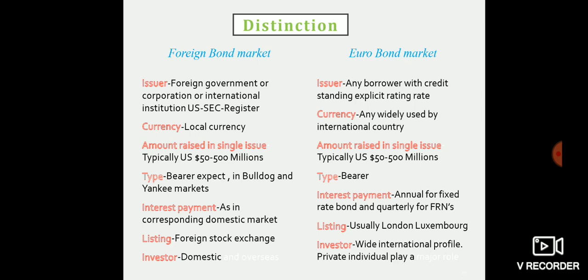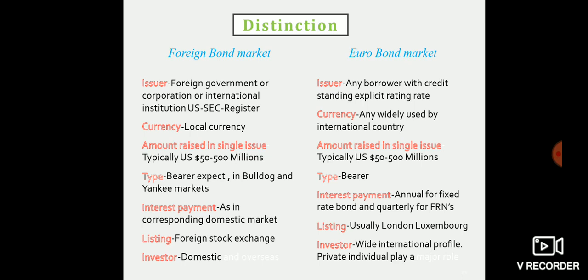So this is not a distinction, it is a similarity. The type is bearer, except in Bulldog and Yankee markets, whereas in Eurobonds the type is bearer. Interest payments in foreign bonds are as in the corresponding domestic market. As usual, the procedure to pay interest on domestic bonds is the same for foreign bonds, whereas for Eurobonds, interest is paid annually for fixed-rate bonds and quarterly for floating-rate notes. If the bonds have floating coupon rates, then it is paid quarterly.